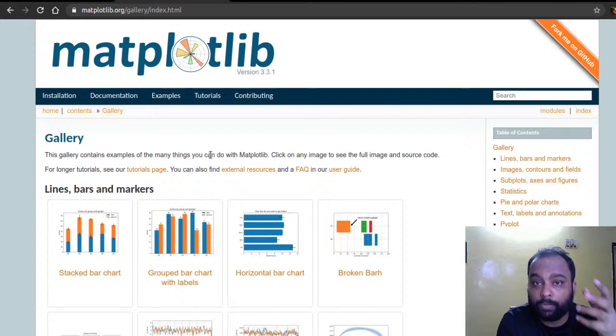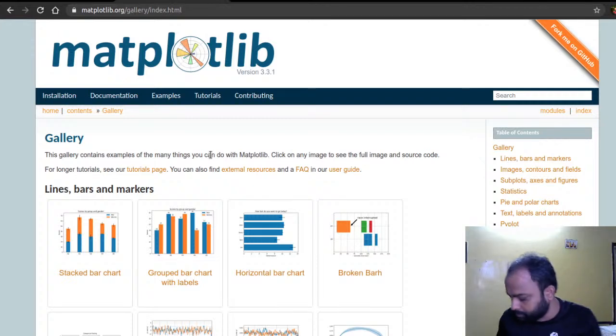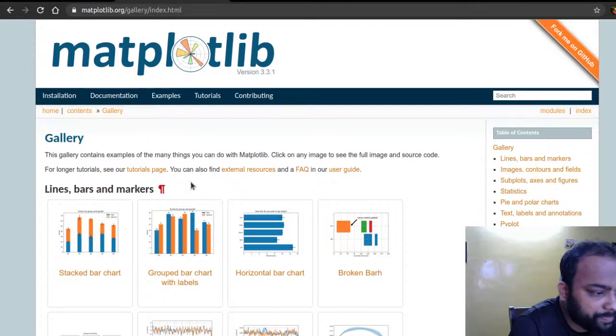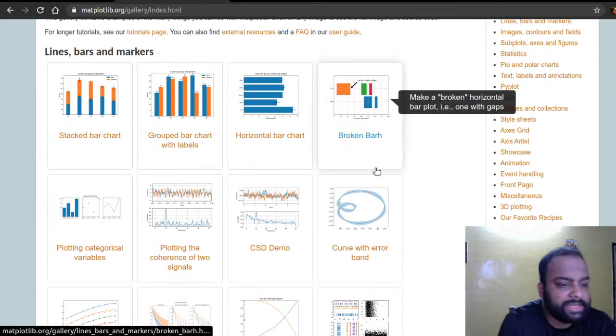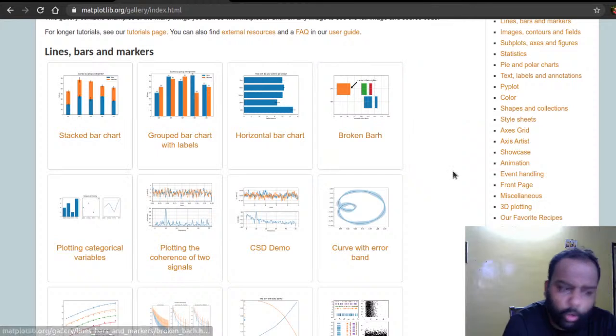So again, to properly convey what your data actually means, you need to look into what kind of plot you are looking for, right? There are several different kinds of plots. Okay, so here are a few examples. Let me just go through a few of them.